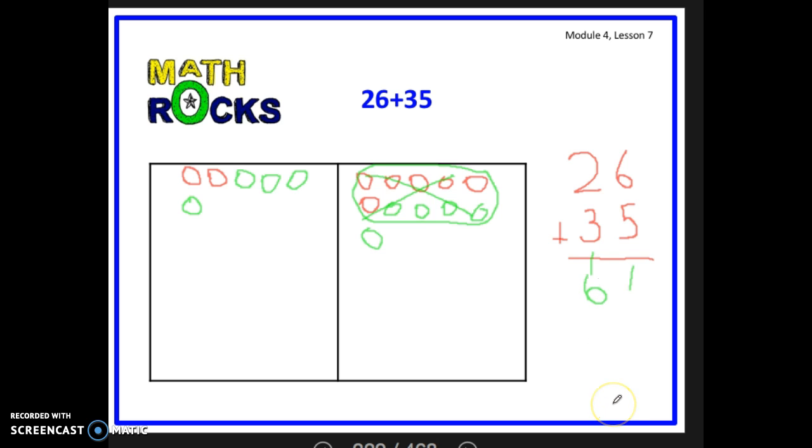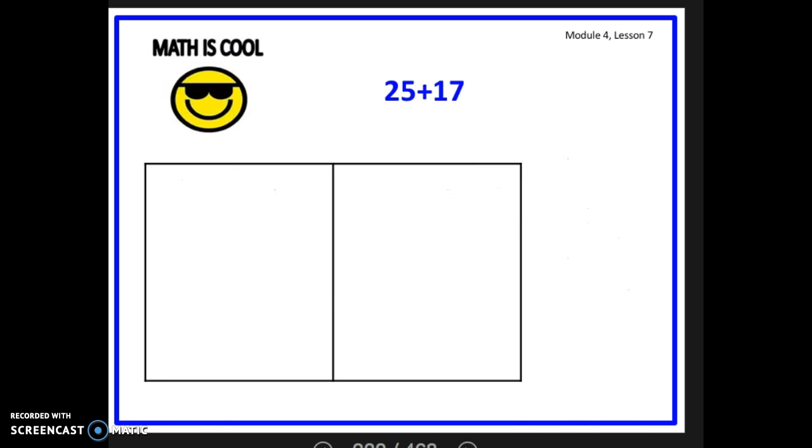So my answer is 61. All right, you're going to try one now. I want you to pause the video and write 25 plus 17 the horizontal way, then write it the vertical way, then solve it. Come back when you're ready.